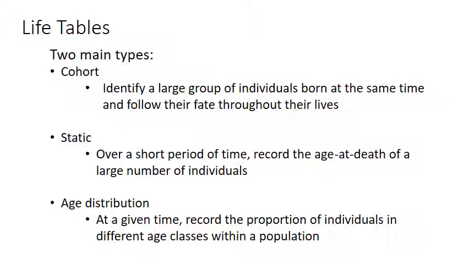A third kind of life table that we can produce is an age distribution life table. So that's at a given time, we can record the proportion of individuals in different age classes within a population. So this can be a really useful tool to enable us to understand the age class at which most individuals die. So where's the highest risk of mortality among these age classes? But an age distribution life table also makes some assumptions, like for example, it assumes that the proportion of individuals within those age classes is staying constant. So it assumes that the population is not growing or falling. And it also assumes that we're not gaining or losing individuals to emigration or immigration.